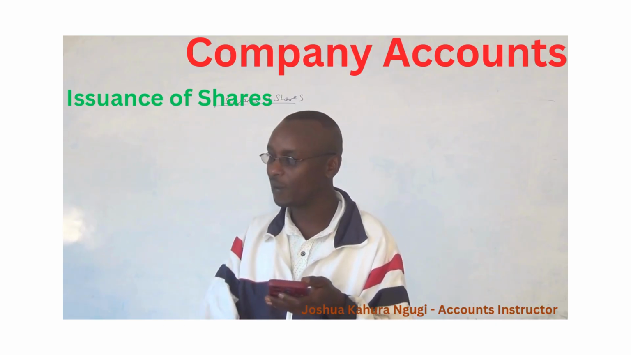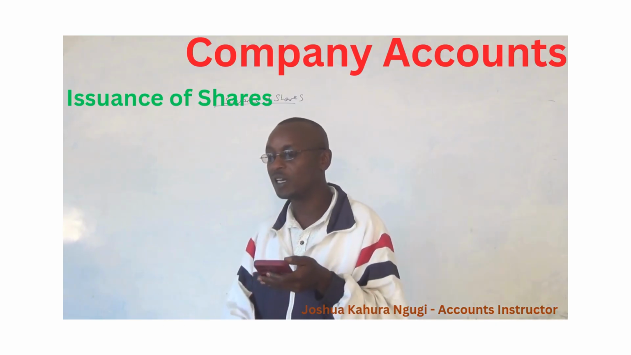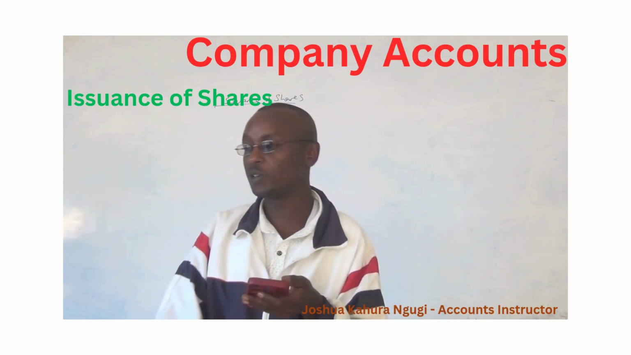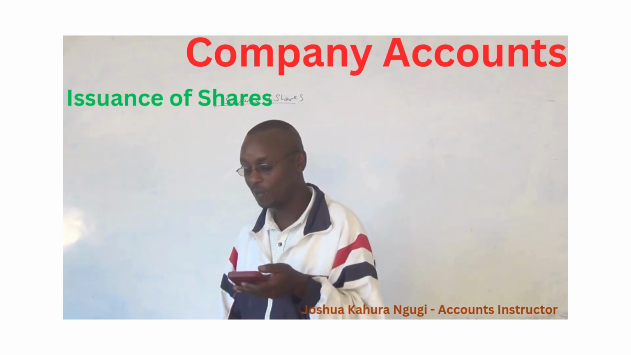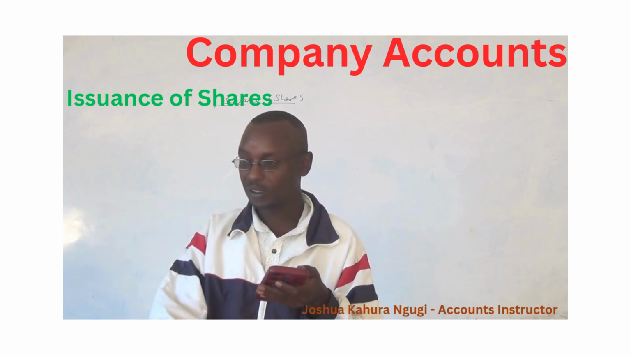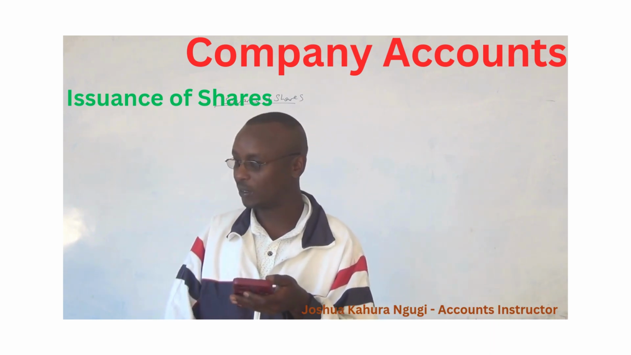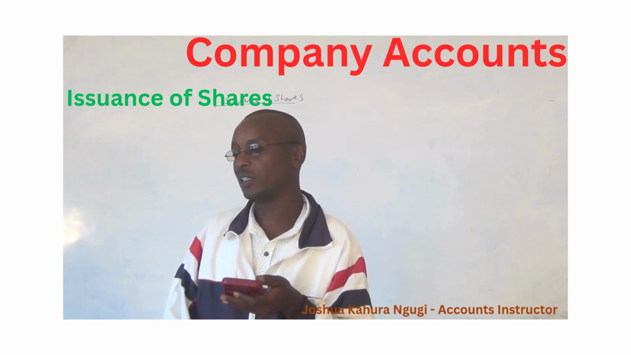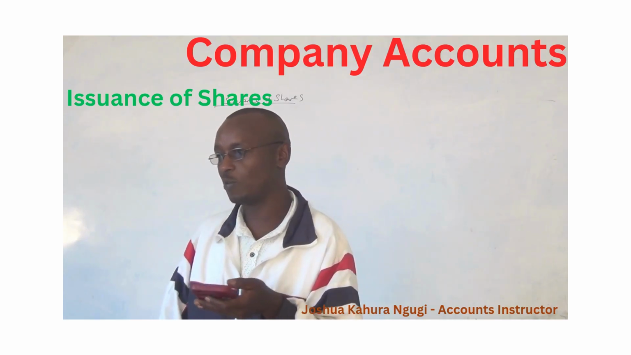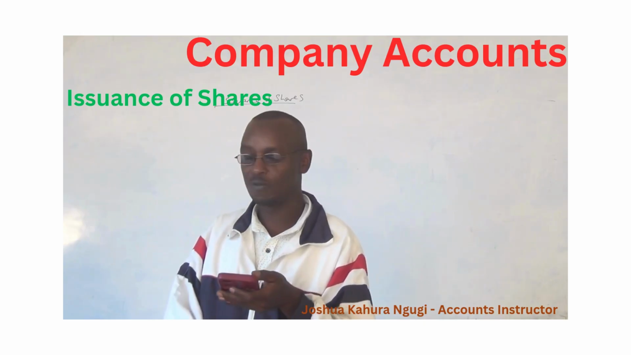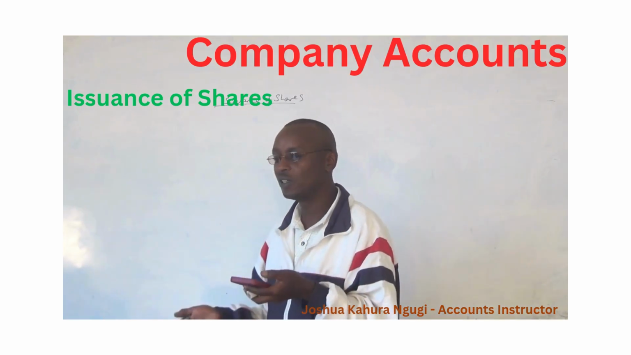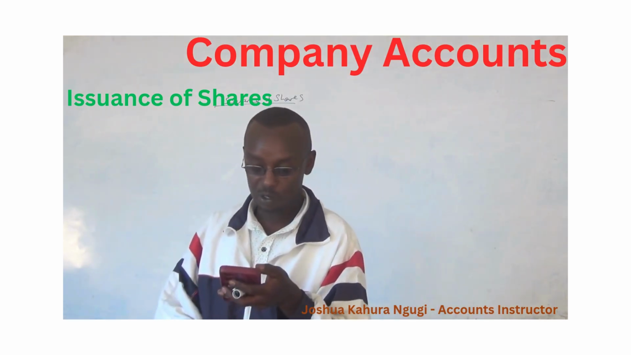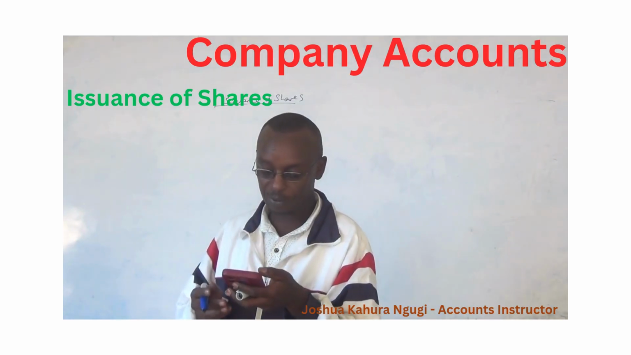and the minimum number that a shareholder is required to obtain, and also the maximum. Some of them need even the maximum. And also the installments, most of the shares are issued in installments. So if the value of the shares is 1,000 shillings, maybe you're supposed to pay in 3 or 4 installments. So that is the first process.